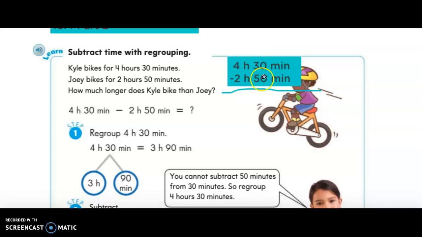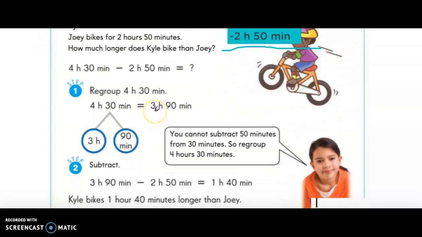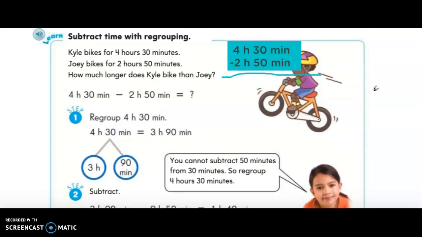But immediately you should see that we are running into a problem with our minutes, and that's where we get into what's new today. We can't take 50 minutes away from 30 minutes, so this is going to involve some regrouping. So we're going to take a look at the steps. What they have you first immediately do is regroup that top number. Think about if it was just regular subtraction. We have to go to a greater place value in order to subtract. So we're going to go to a greater unit than minutes, which is the hours, to regroup.